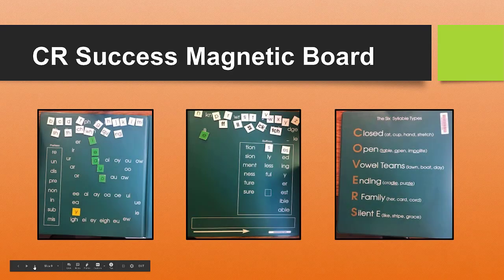And so CR Success is taught through the use of a magnetic letterboard. And on the screen, you will see a magnetic board that is used at 2nd grade. You'll see that students manipulate the letter tiles to create words. And in this board, for 2nd grade, you'll see the use of prefixes, vowel teams, digraphs, etc., as well as suffixes. And the 6 syllable types are taught through the acronym of COVERS. And this one is right here. And so you'll see the 6 syllable types, and we will delve further into those later in this recording.